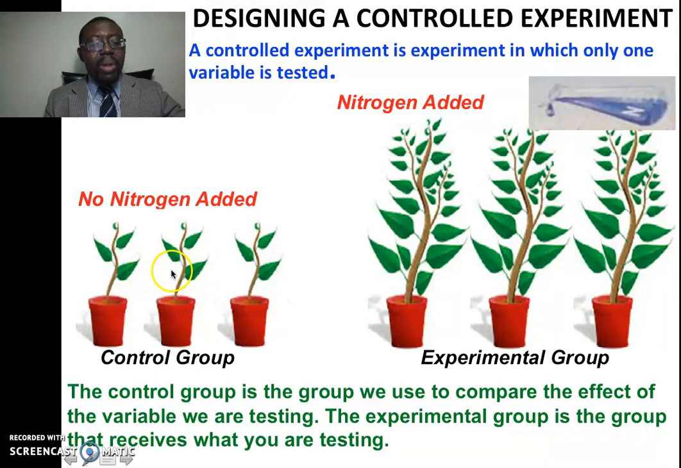Then you give it the same amount of water in the control group and experimental group. You give it the same amount of sunlight in both the control group and also the experimental group. Then you add the variable that you are testing to only the experimental group. So this is how we design a controlled experiment to test the effect of nitrogen on plant growth.